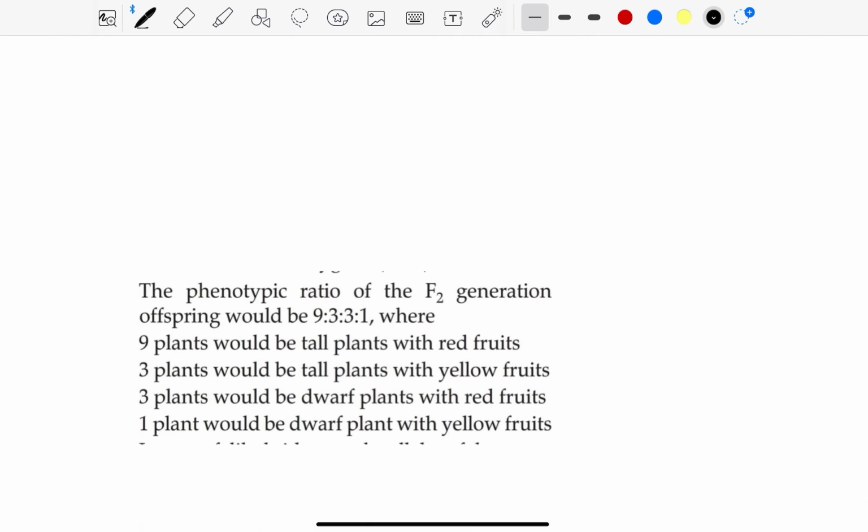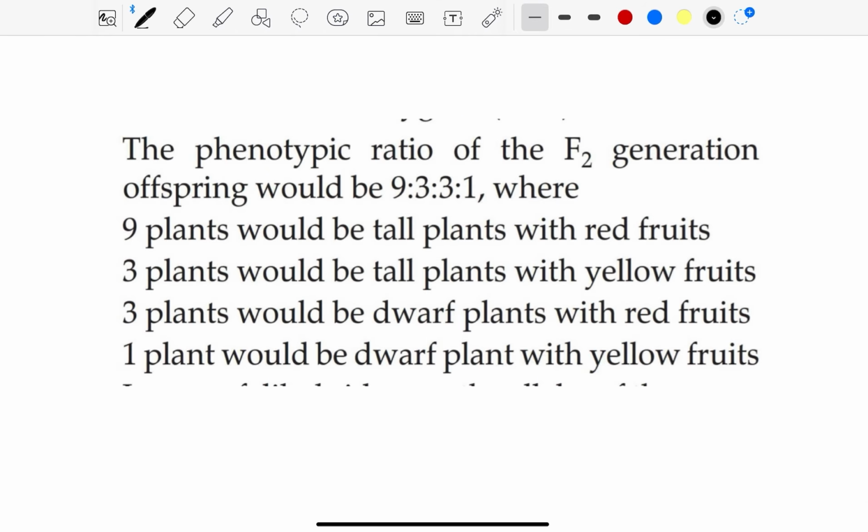See how you have to write the answer. The phenotypic ratio is 9:3:3:1. You cannot stop at this point. Very, very important: read the question carefully, and answer it even more carefully. When you are writing the phenotypic ratio, it is not done. You have to mention what this 9 stands for, what this 3 stands for.